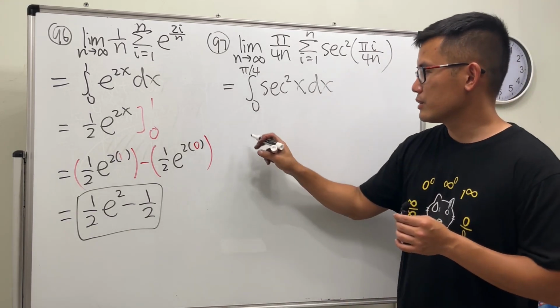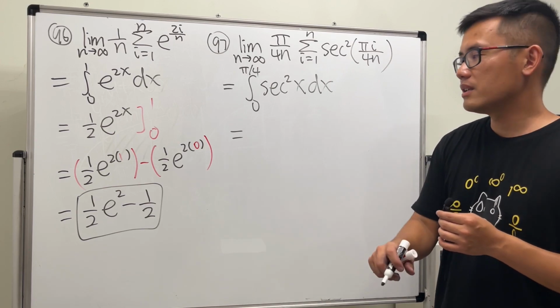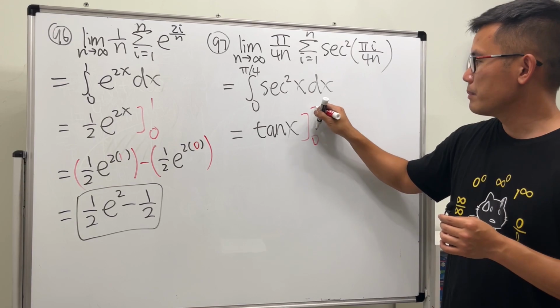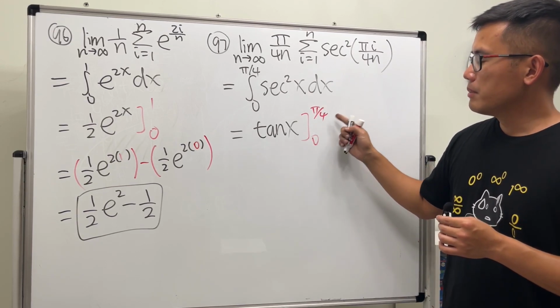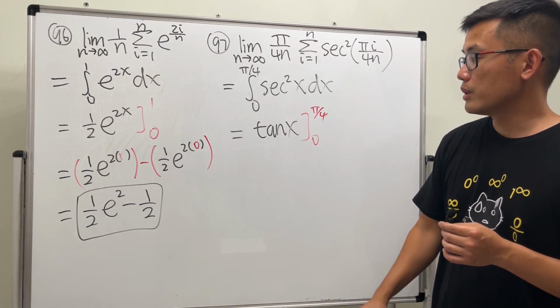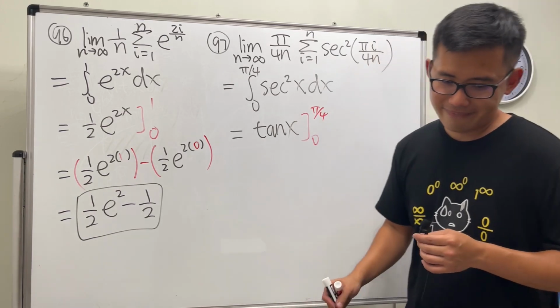Okay, and now let's just work this out. What function has derivative secant squared? The answer is tangent. So tangent x from 0 to pi over 4. Plugging in pi over 4, tangent of pi over 4 is 1. Plugging in 0, tangent of 0 is 0. So all in all, the answer is just 1. So nice.